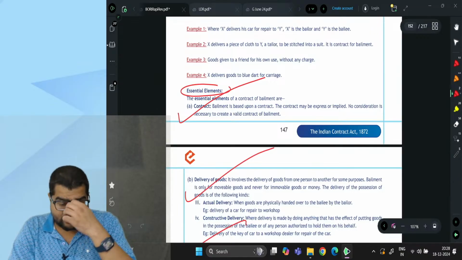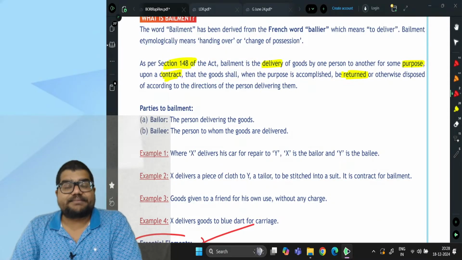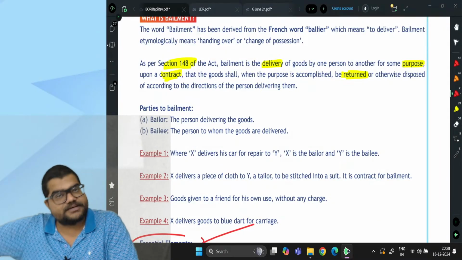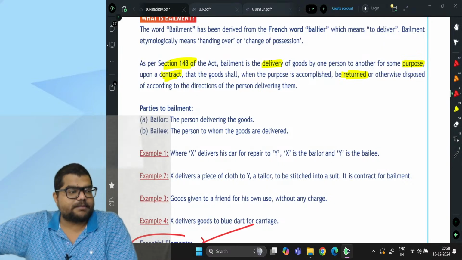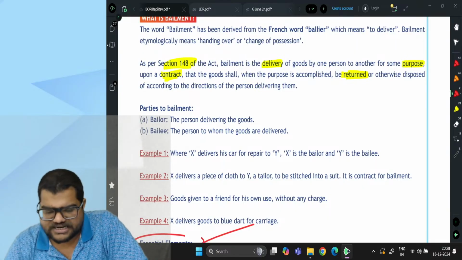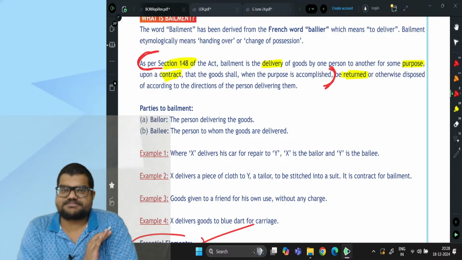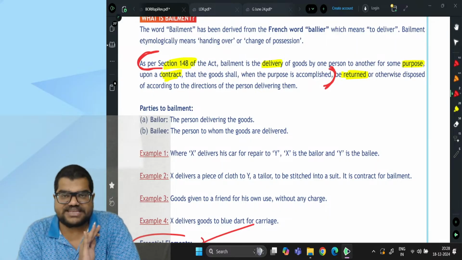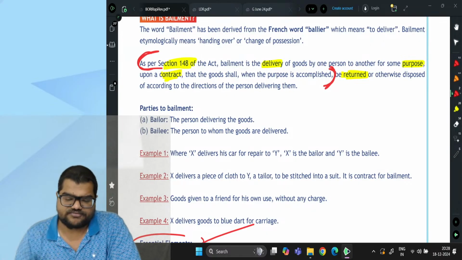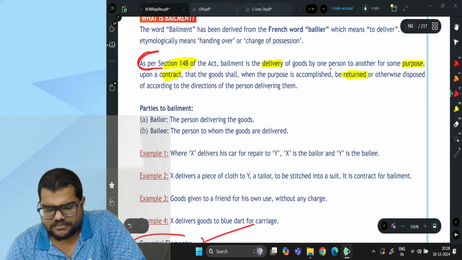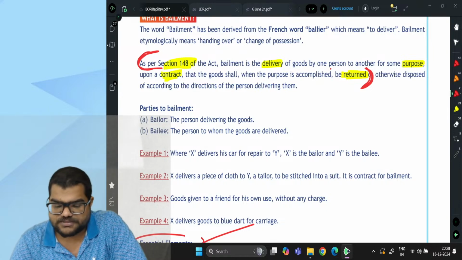Let's come to the definition one more time. Bailment is delivery of the goods by one person to another for some purpose upon a contract that the goods shall, when the purpose is accomplished, be returned. We understand the definition from here to here. This much is clear already, and we have understood this in the essentials itself. This also we understand, be returned. What we don't understand is this much.